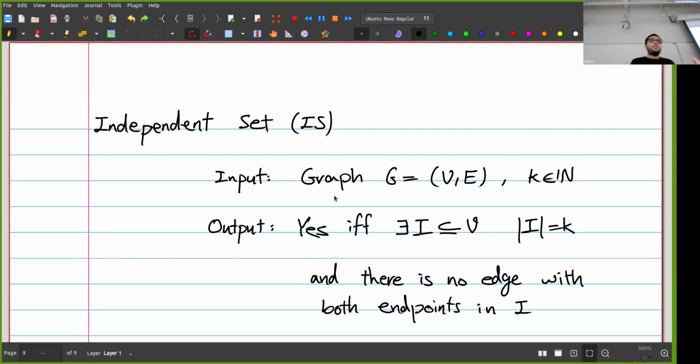Again, this part is usually the easy part, but I'm repeating this 100 times. If you don't do this part in the exam, you will get a 0. Okay, you have to prove that the problem is in NP.